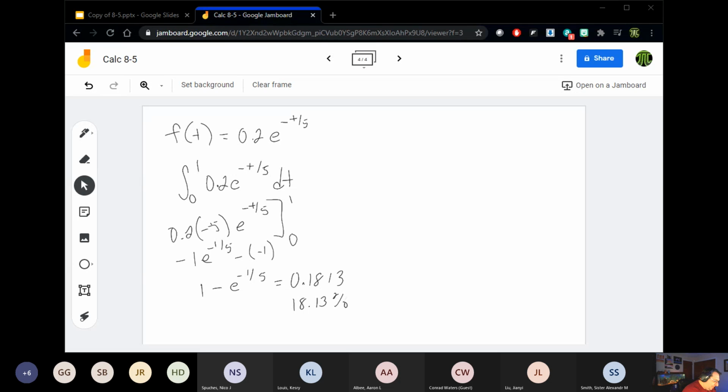The next part of this problem asks about waiting above 5 minutes. We're going to do the same thing, the integral, but from 5 to infinity this time. The nice thing is I already did the integration, so I don't have to worry about that part. I know that the integral is that. So it's the limit as x goes to infinity of negative 1 e to the negative t over 5 from 5 to infinity.